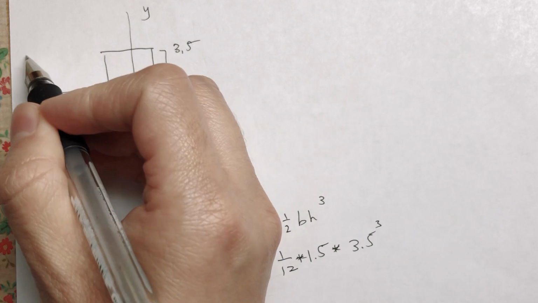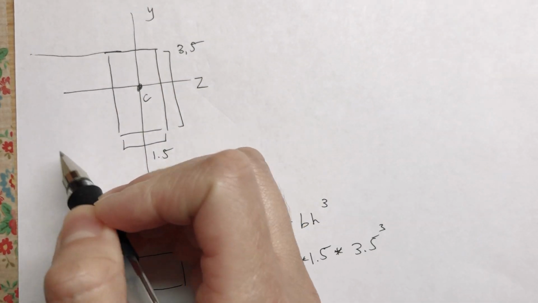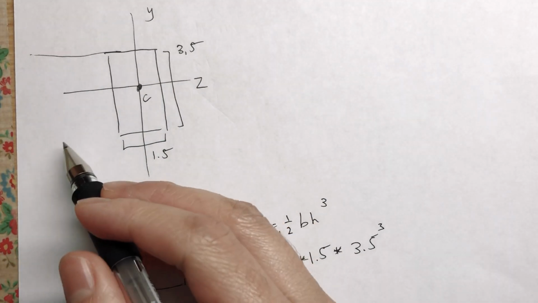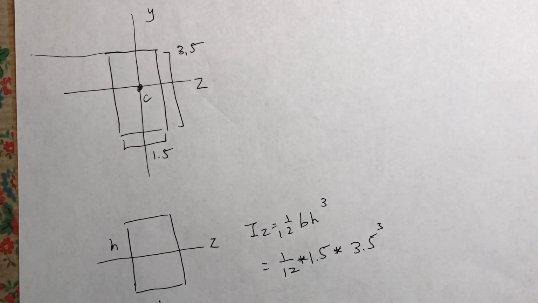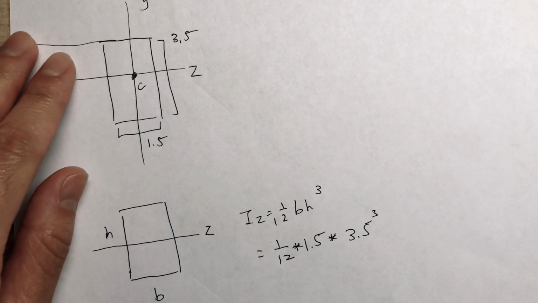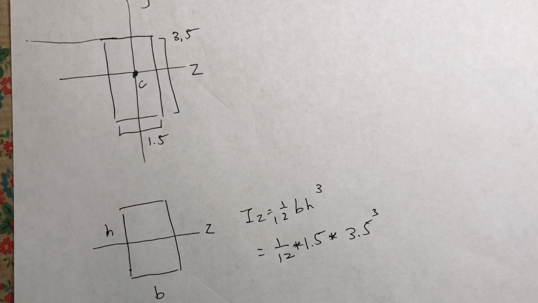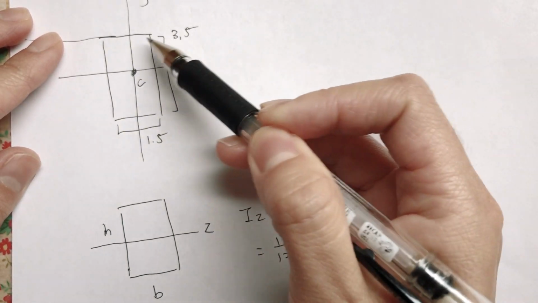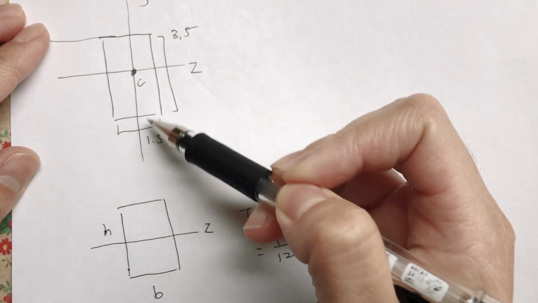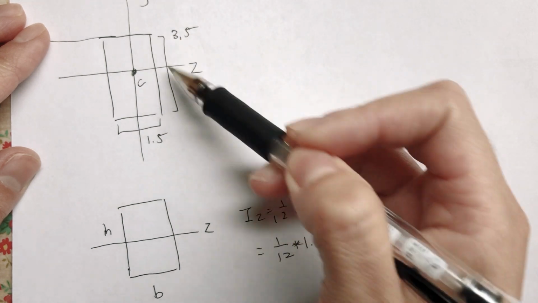By the way, the member is going along the x-axis. Okay. Just know that the member is going along the x-axis. So this is the cross section. This length is 1.5. Top and bottom is 1.5, and then the left and right is 3.5.